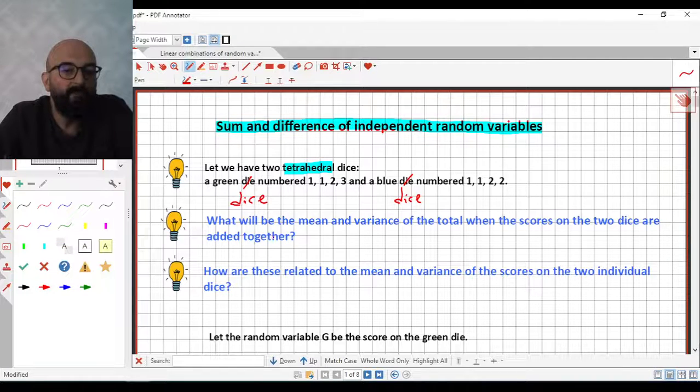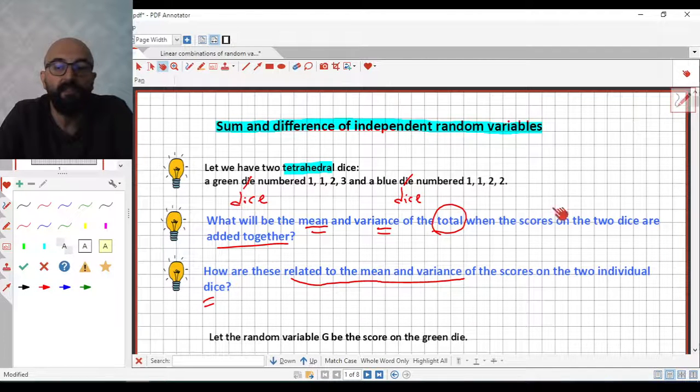What will be the mean and variance of the total when the scores on the two dice are added together? How are these related to the mean and variance of the scores on the two individual dice? Okay, we will investigate this situation in this lesson.